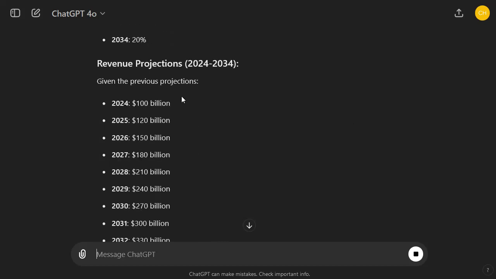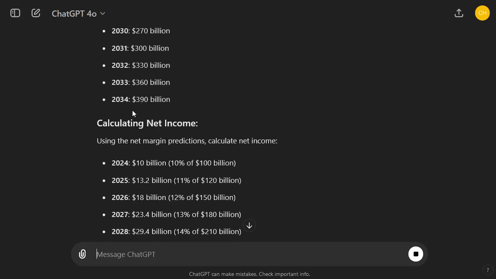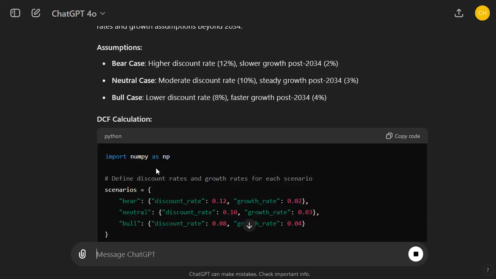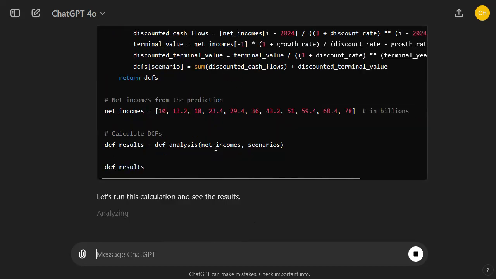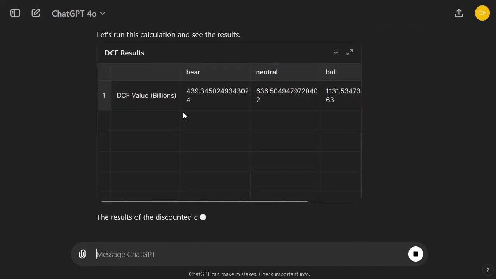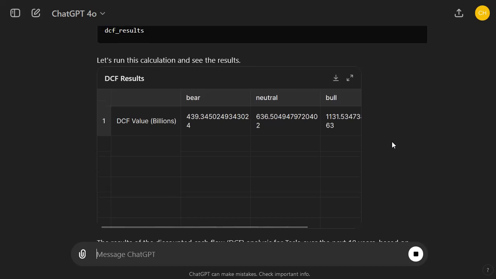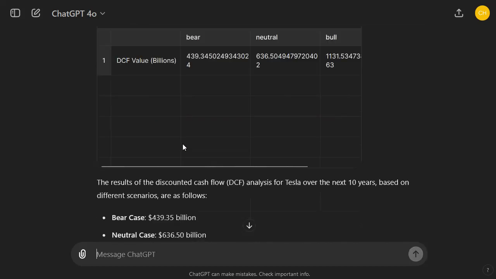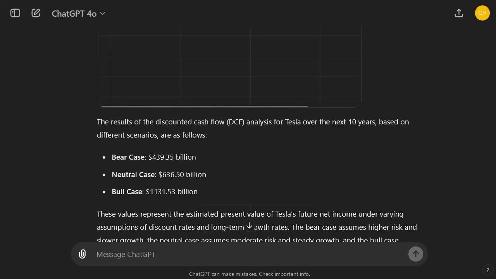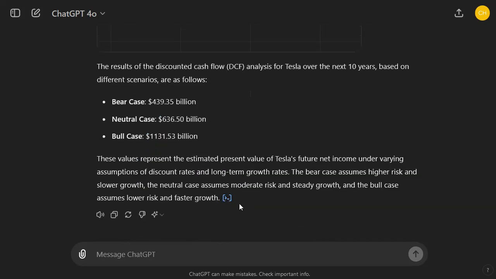Okay, here it gives us the revenue projections, net income projections, and discounted cash flow analysis. It uses Python to run the discounted cash flow analysis, and it's currently still running. And here we have three cases: the bear case, the neutral case, and the bull case, and the DCF value in billions. In the bear case, Tesla's market capitalization would be 439 billion. In the bull case, it would be 1.1 trillion already. This is like today's value, right?